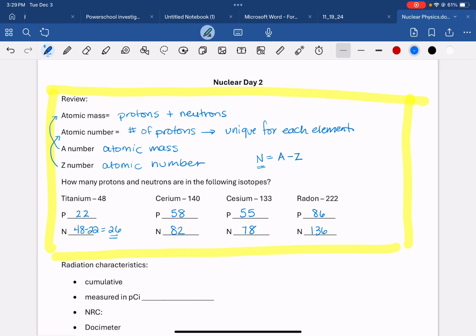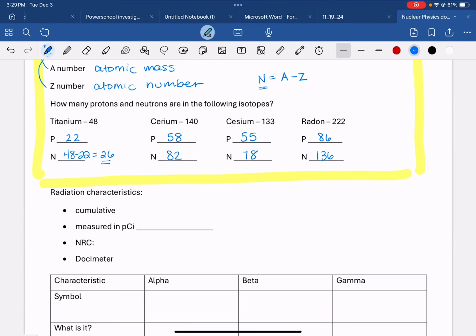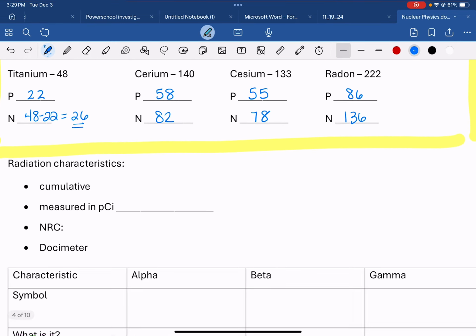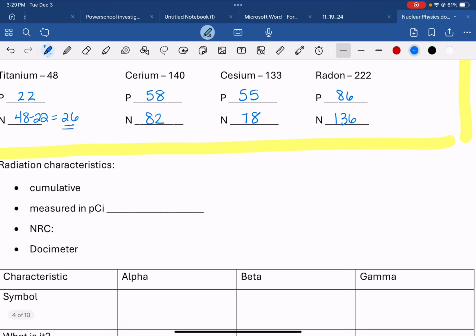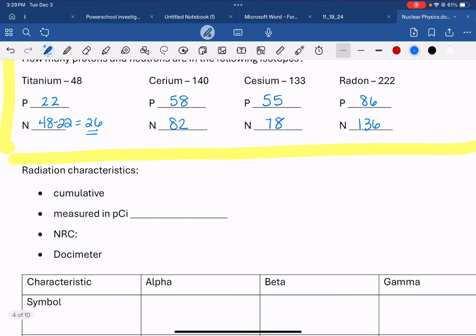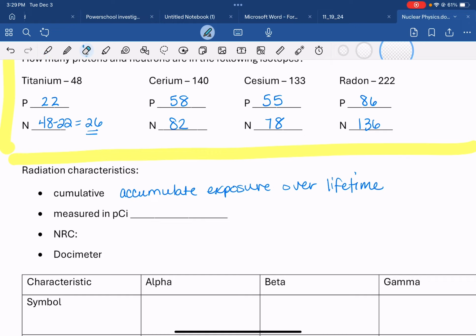So now we have reviewed that quickly. I wanted to talk a little bit about some characteristics of radiation before we get into the different naturally occurring types of radiation. The first is the cumulative nature. So you accumulate exposure over your lifetime. So it's not like you can get it purged out of you. So whatever radiation exposure you have, it continues to build.